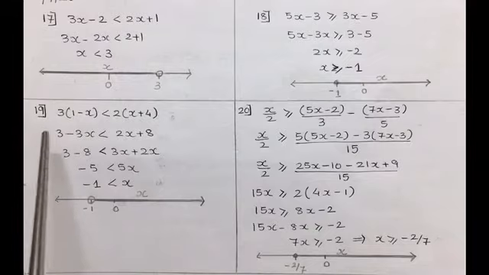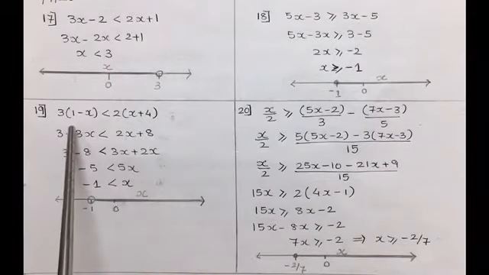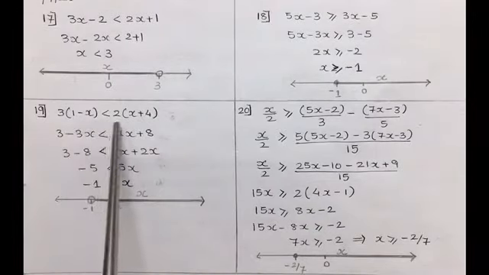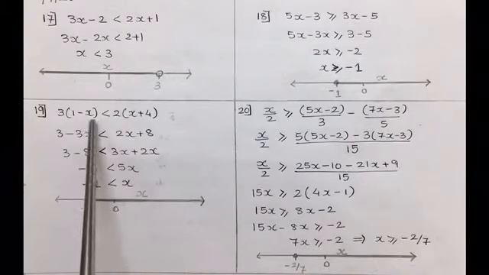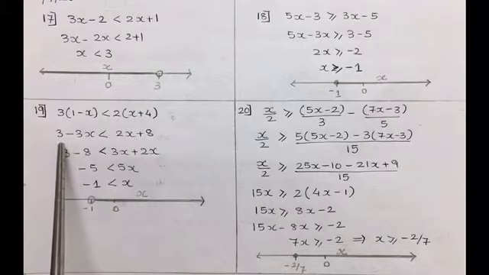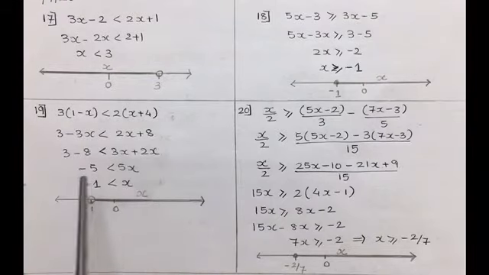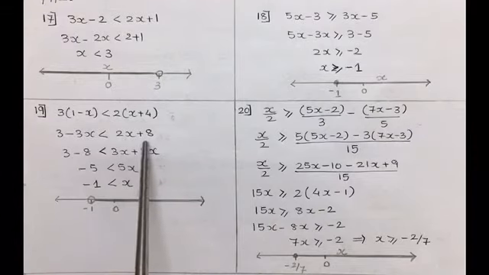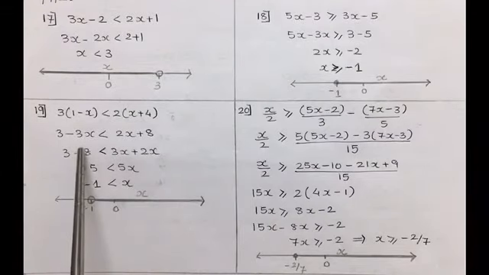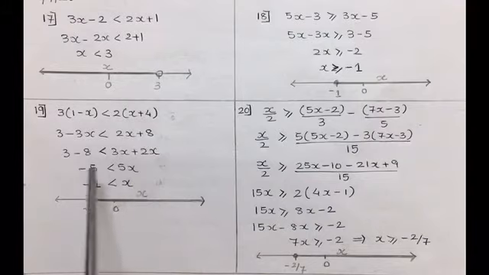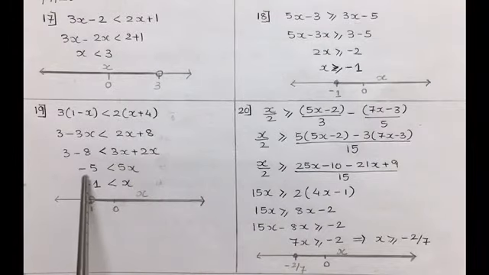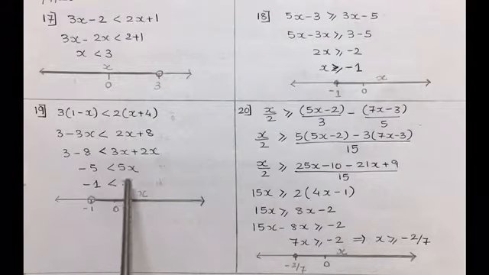19th one is 1 minus x less than 2x plus 4. Opening the bracket, we get 3 minus 3x less than 2x plus 8. 8 is being shifted the other side. Minus 3x brought it on the other side. We got minus 5 less than 5x. So minus 1 less than x.